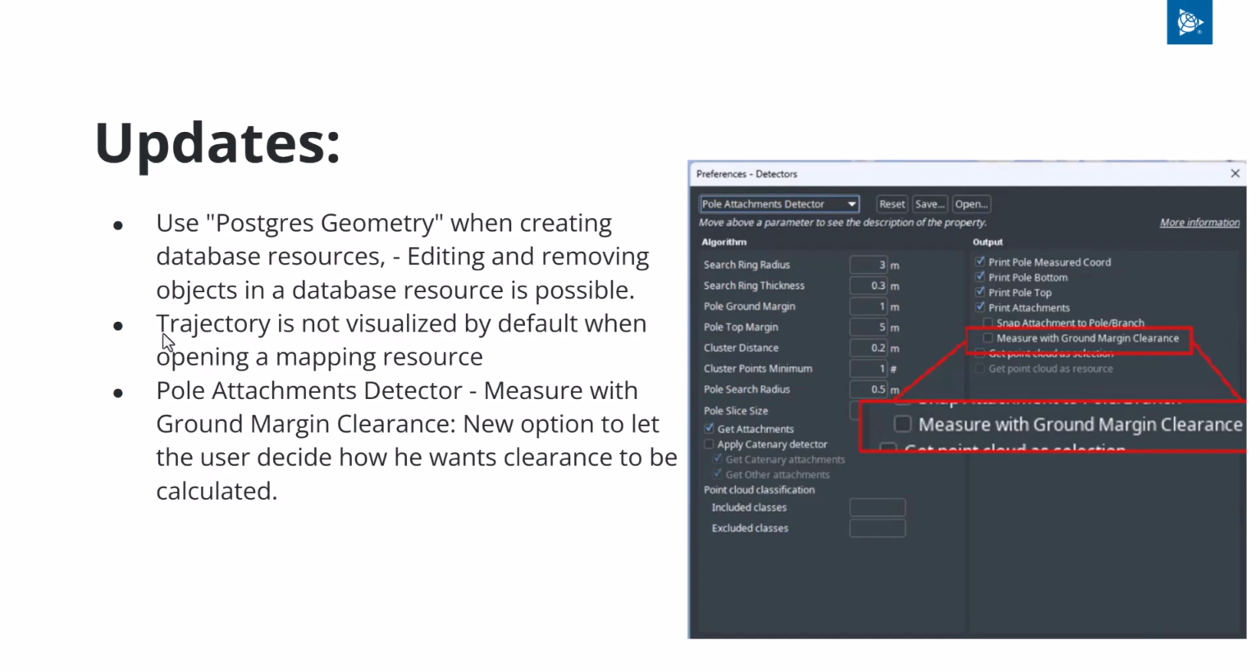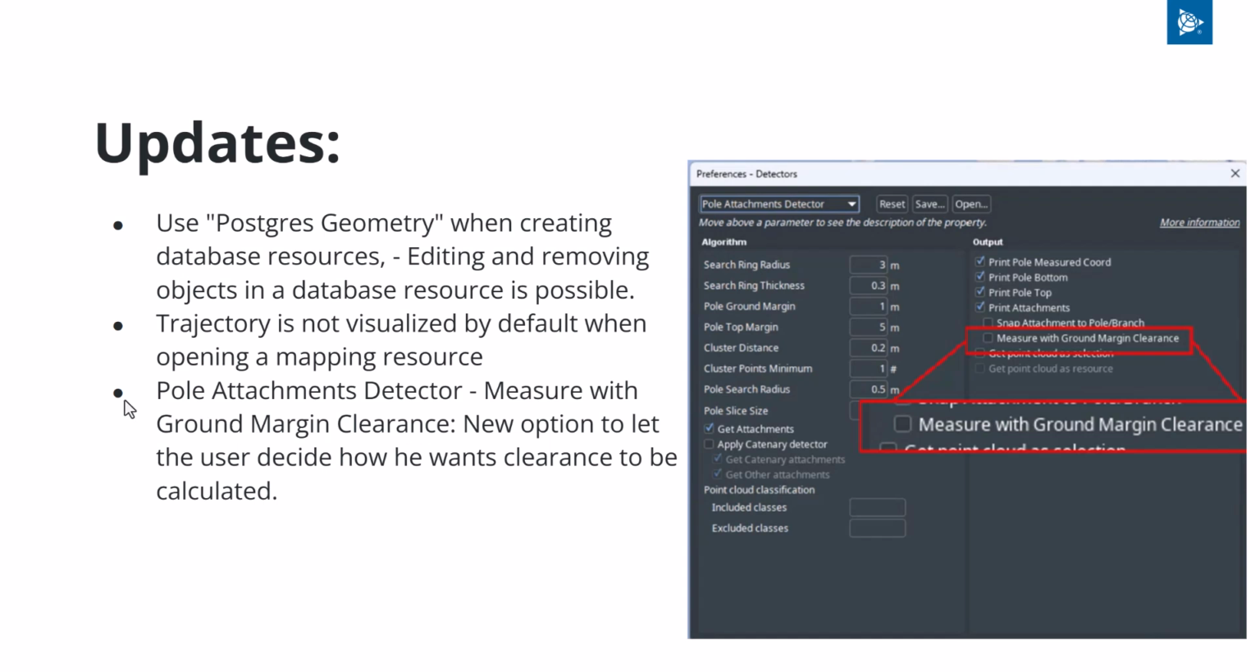The second one is that the trajectory is not visualized by default when opening a mobile mapping resource. We've got feedback multiple times that some customers found it irritating.